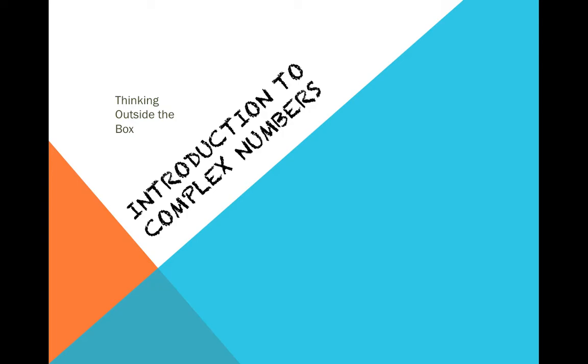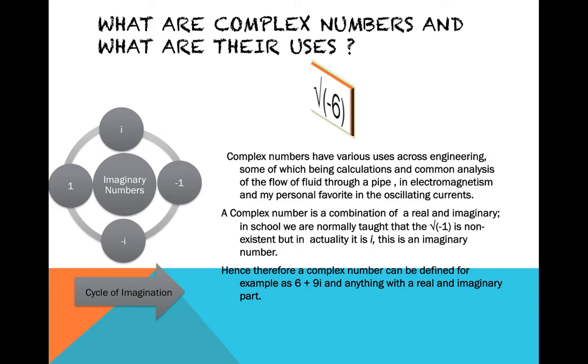Hello, and welcome to a brief introduction to the unknown world of complex numbers. A complex number is a combination of a real number and an imaginary number. It is used widely in engineering, from quantum mechanics, electromagnetism, and my personal favorite, oscillating currents.